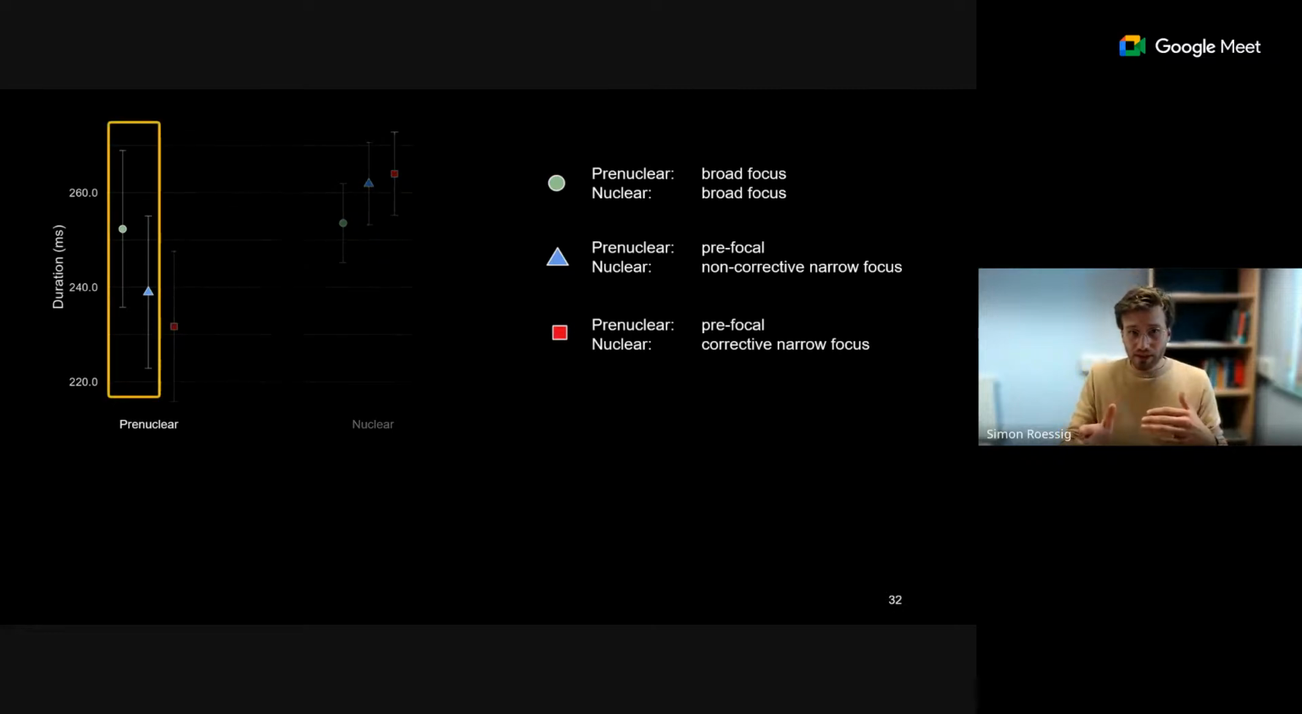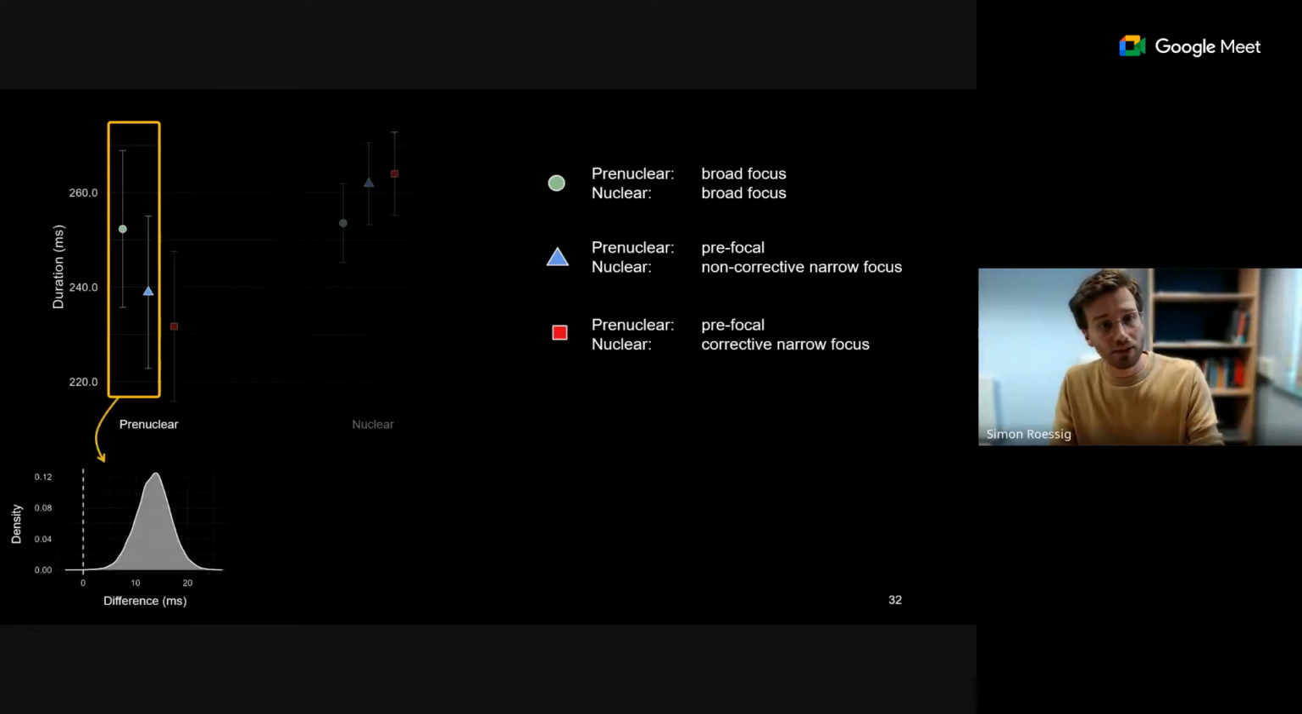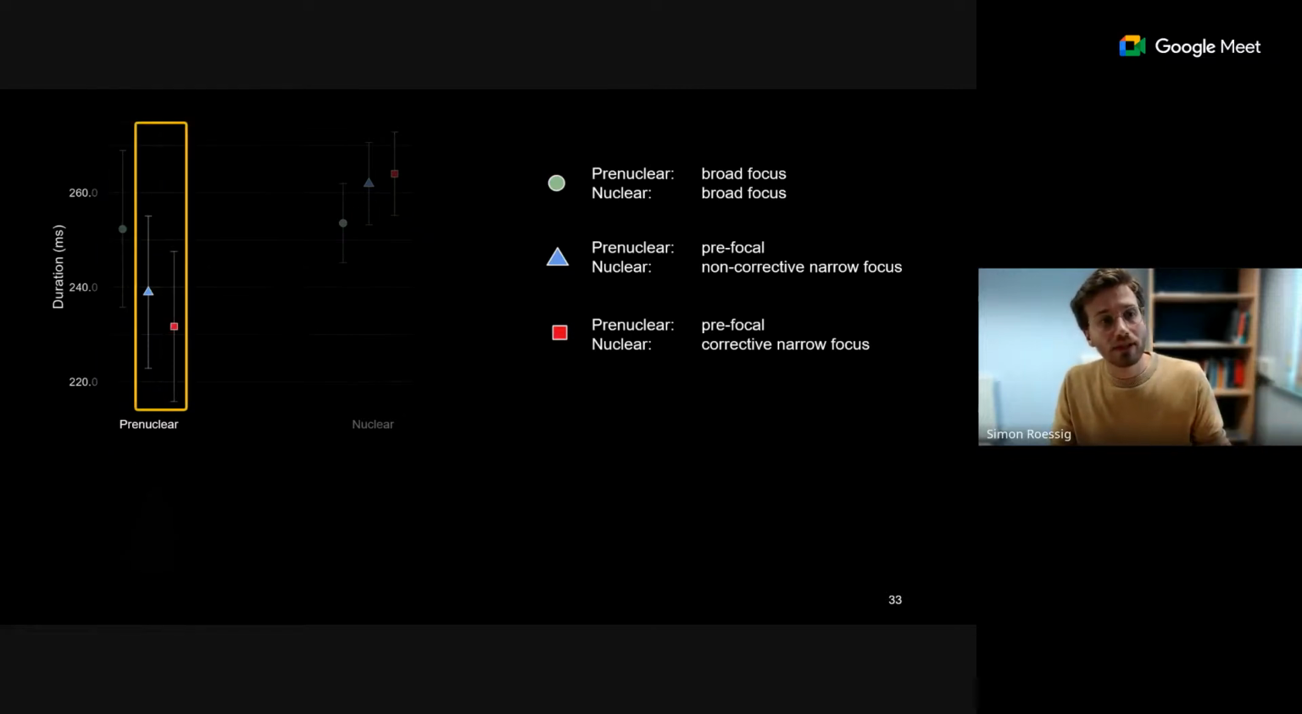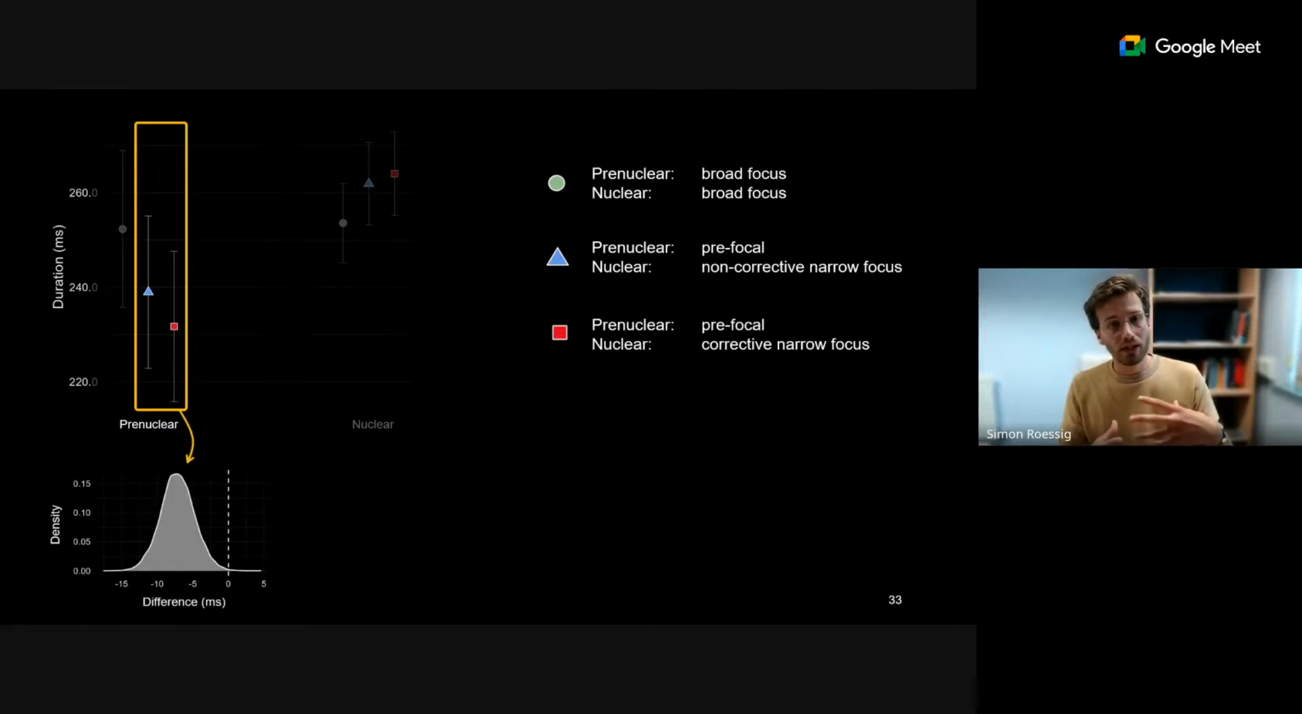And again, we check the differences in terms of the posterior distributions from a regression model. First for prenuclear in broad focus versus prenuclear before non-corrective narrow focus. And we see the distribution doesn't include 0, which is the dashed line, which is good. And we do the same thing for the next pair, prenuclear before non-corrective narrow focus versus prenuclear before corrective focus. And again, we see a rather good separation from 0.